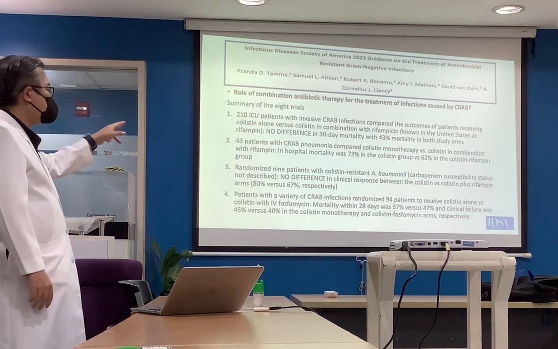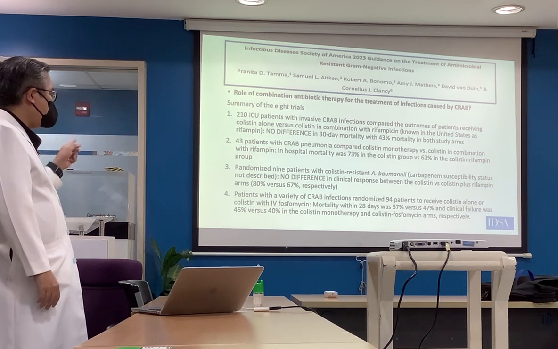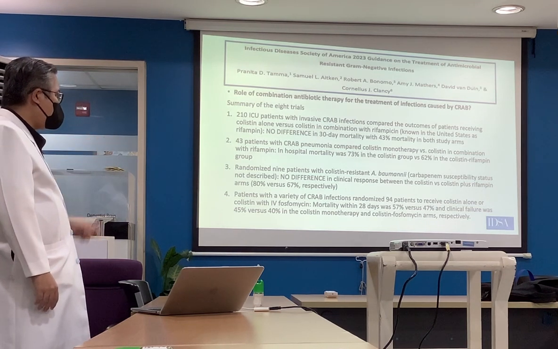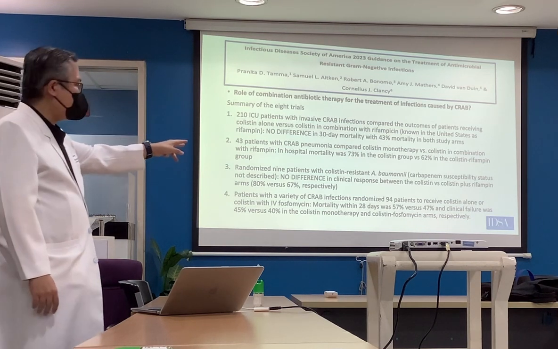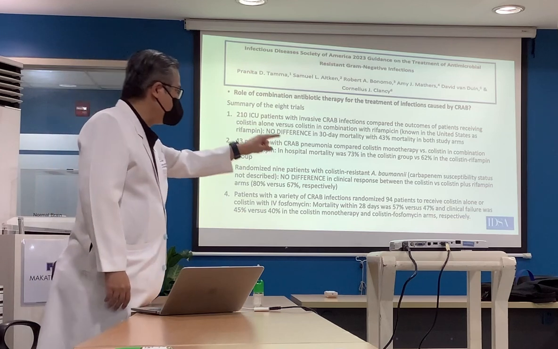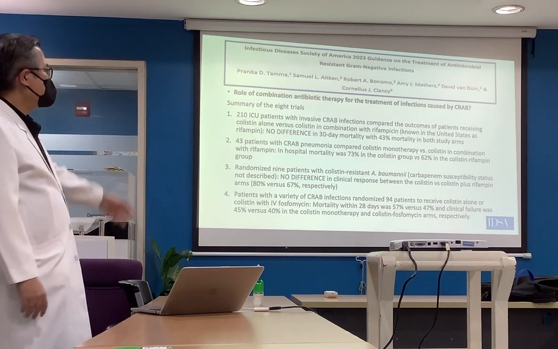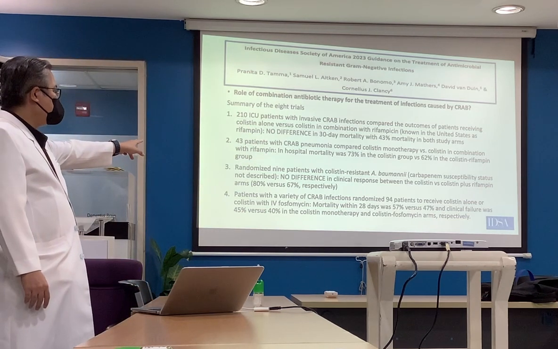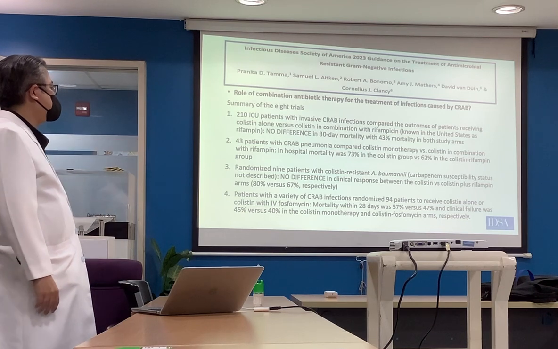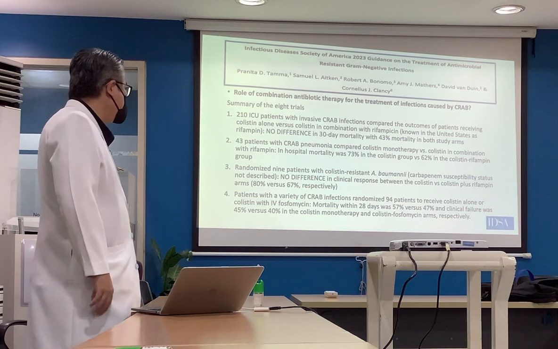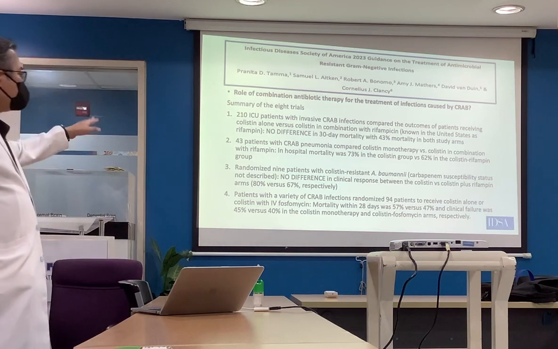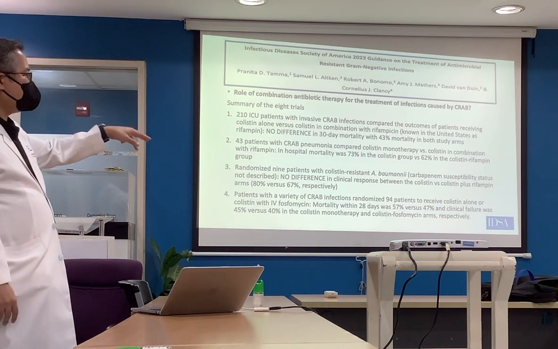Number 3, randomized patients, 9 with colistin-resistant A. baumannii. Okay, no difference in clinical response between colistin versus colistin-rifampicin. Okay, 80% versus 67%. So that's statistically significant. Yeah.